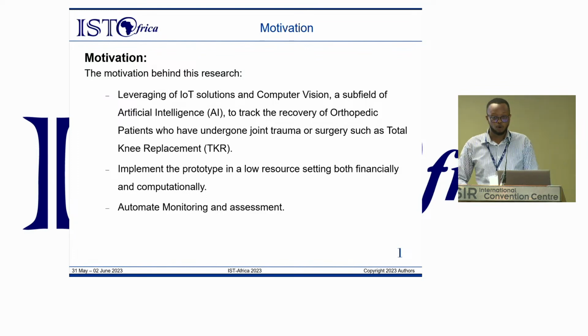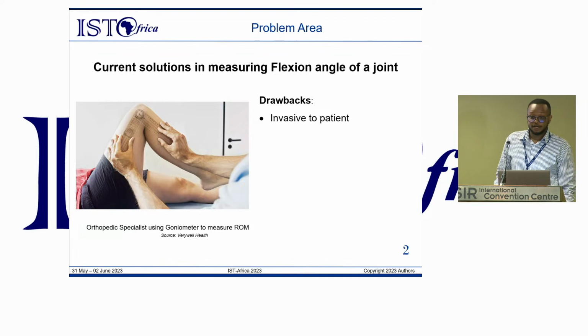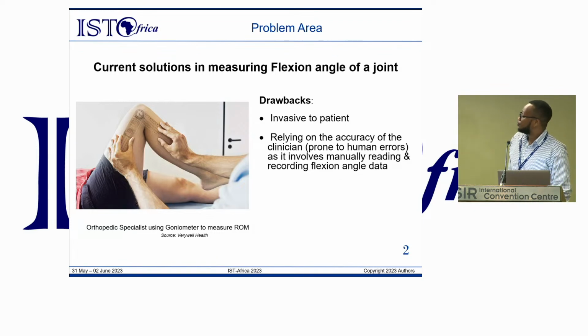And also we are trying to automate that process of being able to aid the recovery of patients who have undergone joint trauma. So the problem area, current solutions in measuring the flexion angle of a joint: let's say you're on a hike somewhere or in a sporting activity and you injure your knee. When you go to an orthopedic specialist, the specialist is going to monitor your knee by using a device called a goniometer to assess the effective range of motion of the joint. So we're trying to see how we can solve this using modern technology.